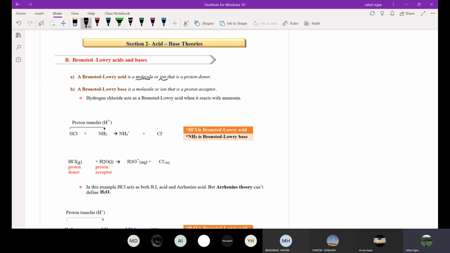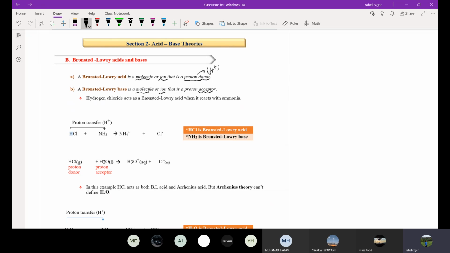But it doesn't say anything about hydrogen or things like that. It doesn't have to produce hydrogen or anything like that. It must be a proton donor. It has to donate a proton. What is a proton? H is a proton, as we studied in chapter 2. A Bronsted Lowry base is a molecule or ion, again, that is a proton acceptor. So it has to accept a proton.